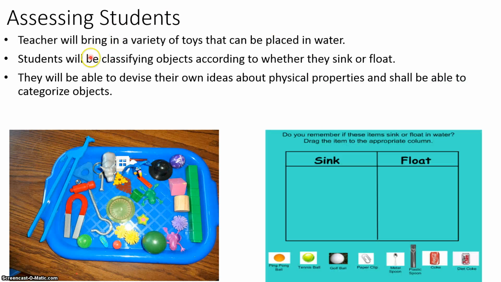To assess the students, the teacher will bring in a variety of toys that can be placed in water. The toys can be of plastic, rubber, metal, the things which you use in the classroom, and they can even bring them from their home as well. Students will be classifying objects according to whether they sink or float. Then they will be able to devise their own ideas about physical properties and shall be able to categorize objects using the activity sheet.